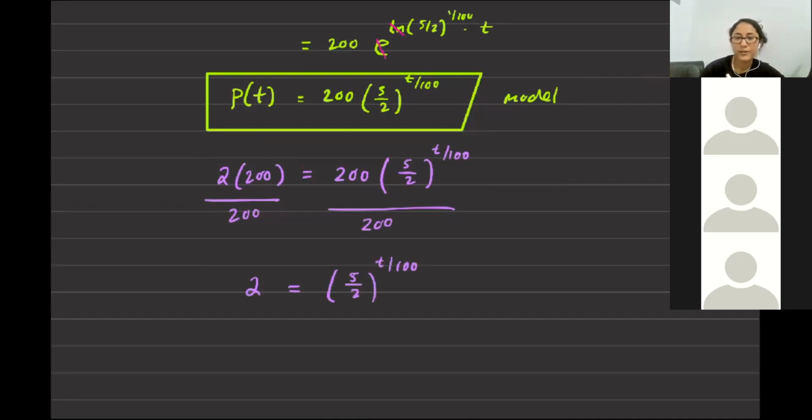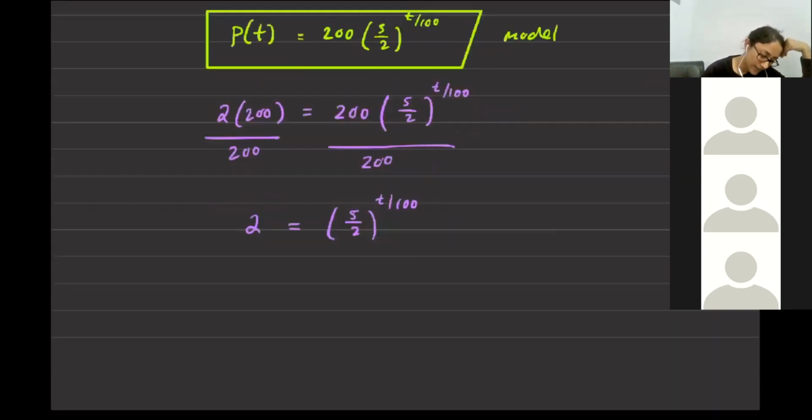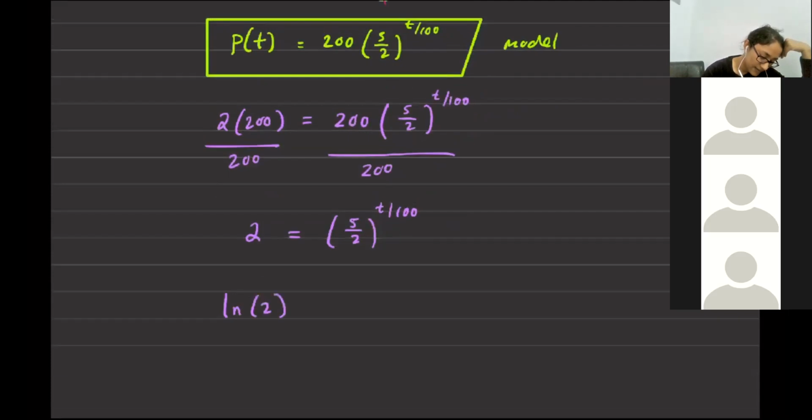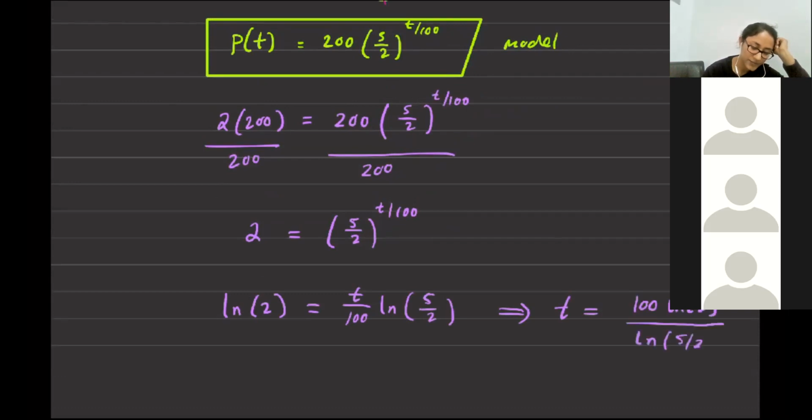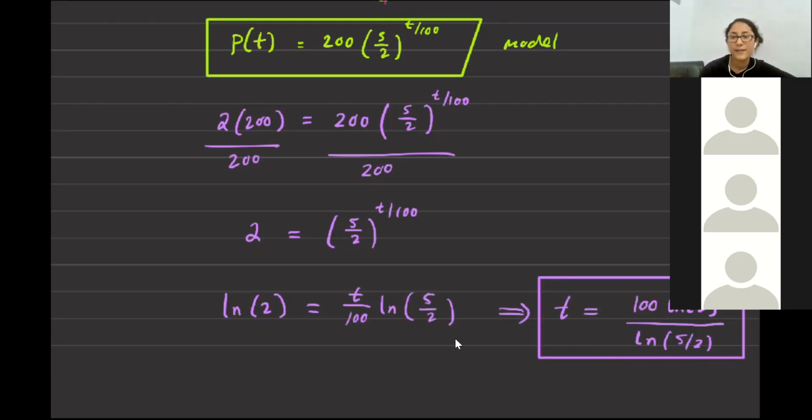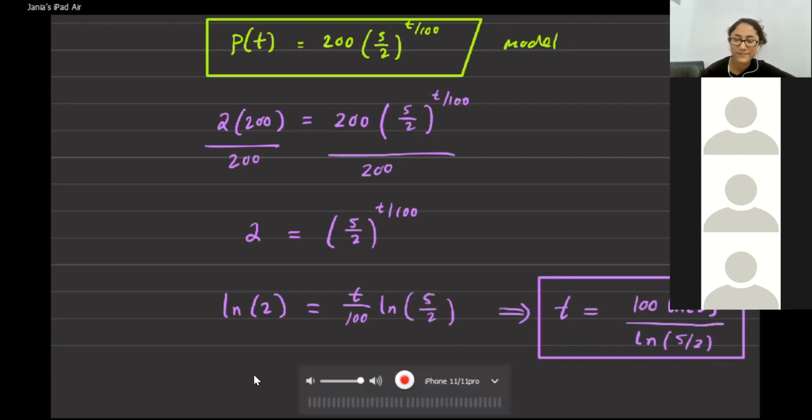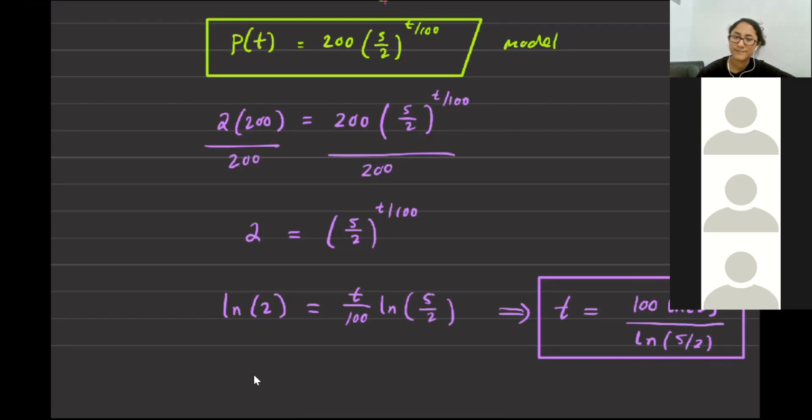Now again, apply natural log so you can bring down the power. So you have ln of 2 on the left-hand side. On the right-hand side, you have t over 100 times ln of 5 over 2. And isolate for t. T will be 100 ln of 2 divided by ln of 5 over 2. That's the time when the amount will double at this rate. Matthew, let me know if you have any questions on this. No, I think it's very clear going over the second time.